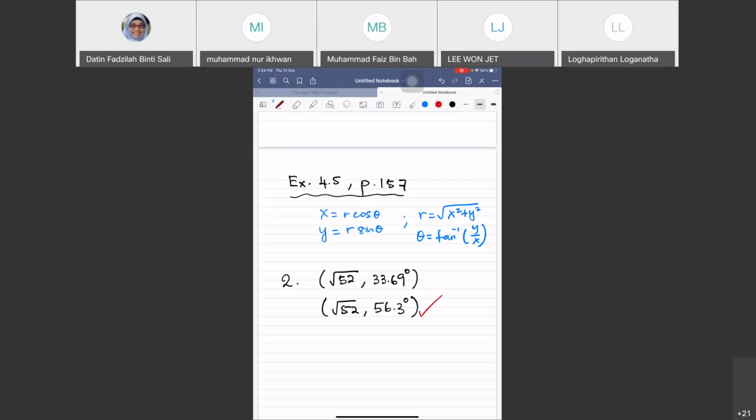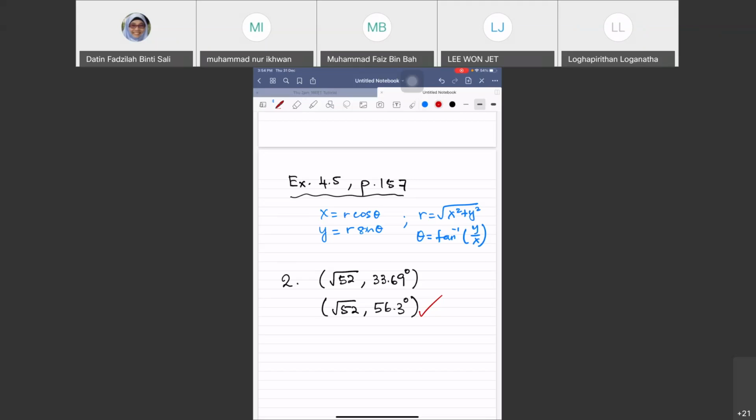Okay, madam. Double check, madam, your 90 degrees, no need to subtract from it, right? No need to subtract from the answer? No need, you just go straight away tangent inverse y over x. Your y is 6, right? So 6 over 4. So straight away tangent inverse 6 over 4. Straight away you get your angle from the calculator. So it should be 56.31.